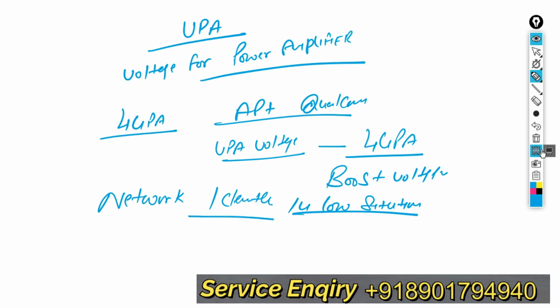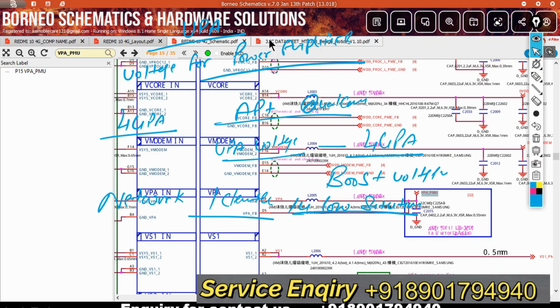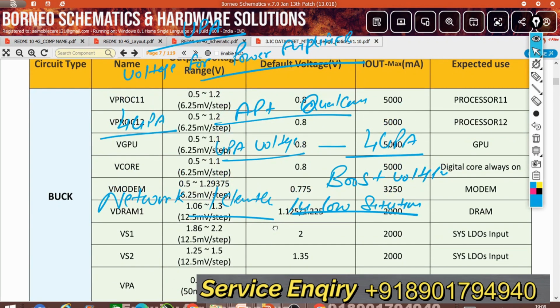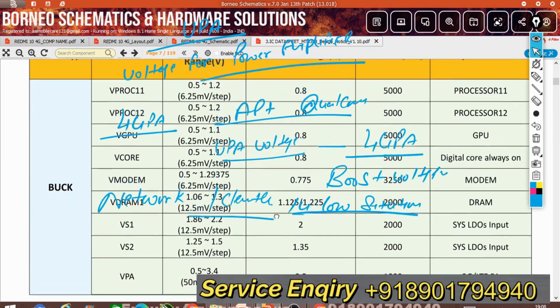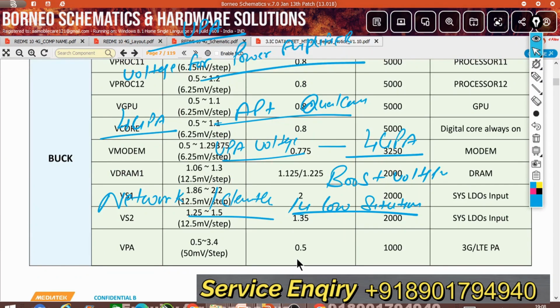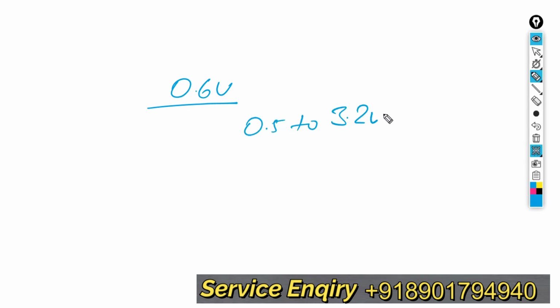Now let me share with you how much voltage or data is in this line. In this line you will get VPA. The default voltage is 0.5, but it ranges from 0.5 to 3.4. Normally you will get 0.5 to 3.2 volts, because this is a variation voltage. When the network needs more power, this voltage increases and goes to the 4G PA.